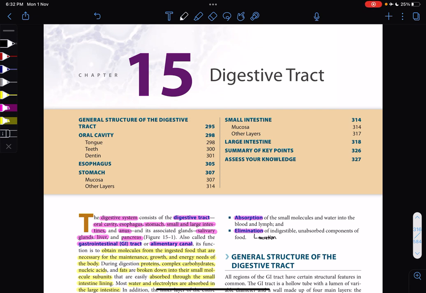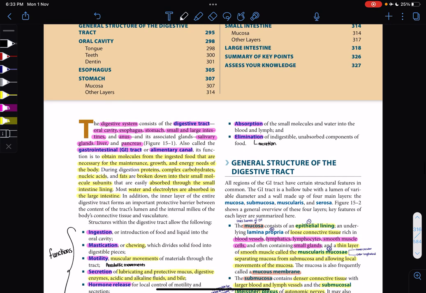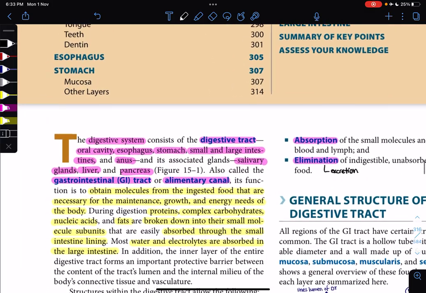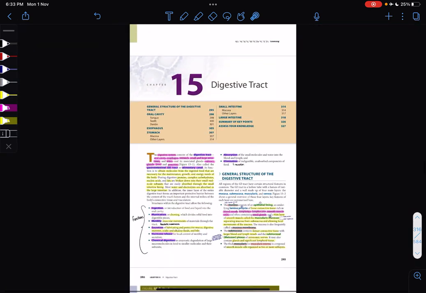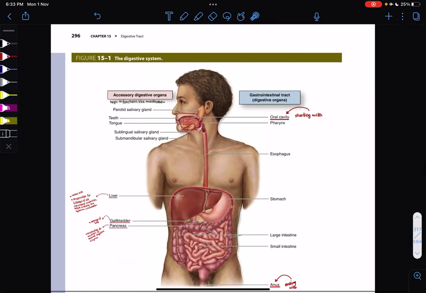إن شاء الله اليوم رح نبلش بشابتر 15 اللي هي The Digestive Tract. So the digestive system consists of the digestive tract, which is also known as the gastrointestinal tract or the alimentary canal, and the GI tract consists of the oral cavity, the esophagus, the stomach, the small and large intestines, the anus, and the salivary glands, the liver, and the pancreas. So هاي ال digestive system.